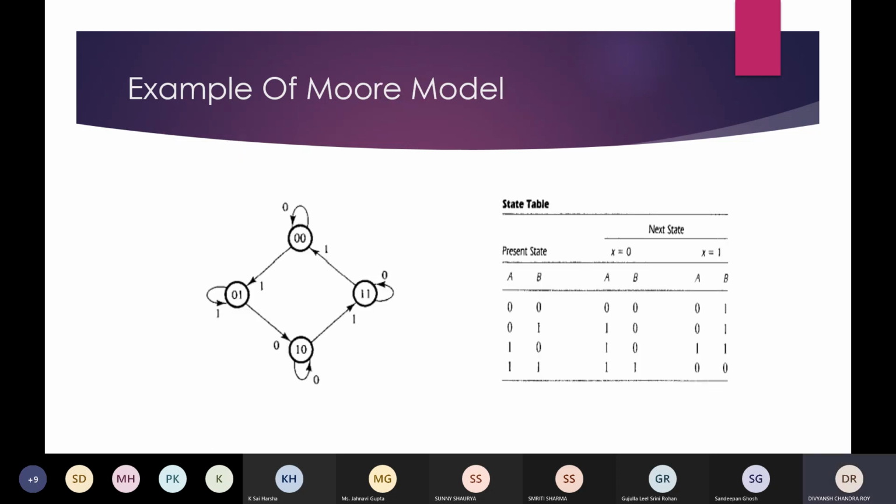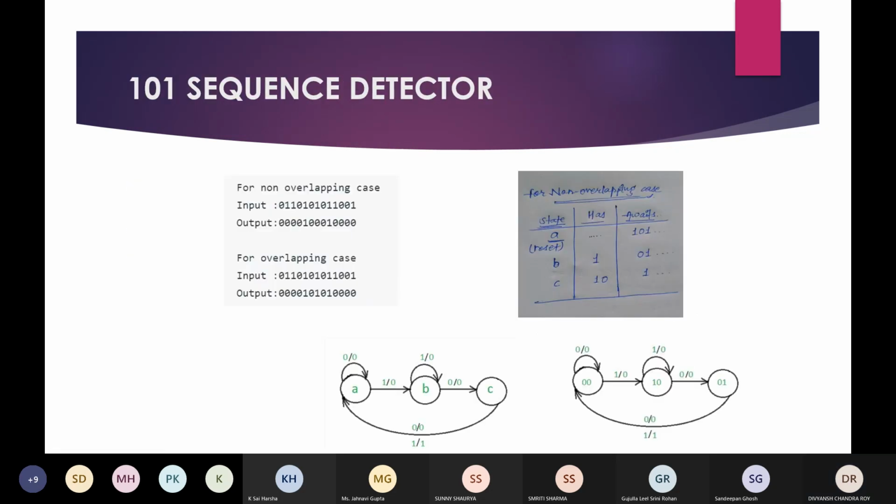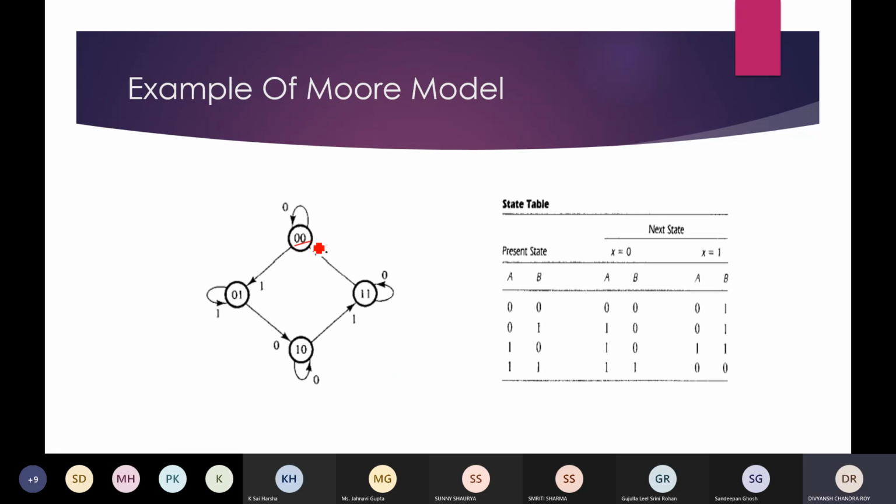This is an example of a Moore state machine. In this, the outputs are written inside the circles. Here that is missing. We can consider that the output for this state is 0, for this as 1, and 0 and 0. So this is the difference. In the Moore model, we only write the input over the directed lines, and outputs are written inside the circle.